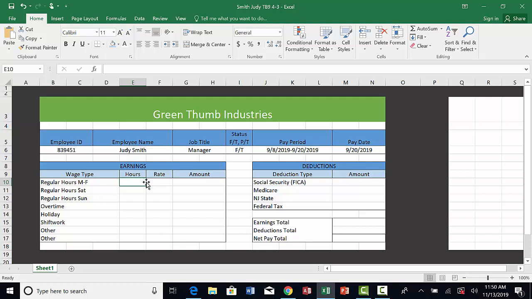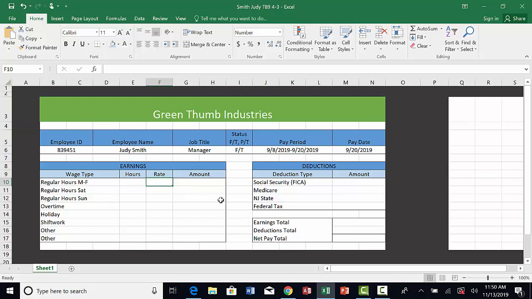Now put your cursor in cell F10. You need to type the amount of money that your employee gets paid per hour, and this could be any amount. It could be $20, it could be $35.75. You need to figure out the amount because you are the owner of this company.